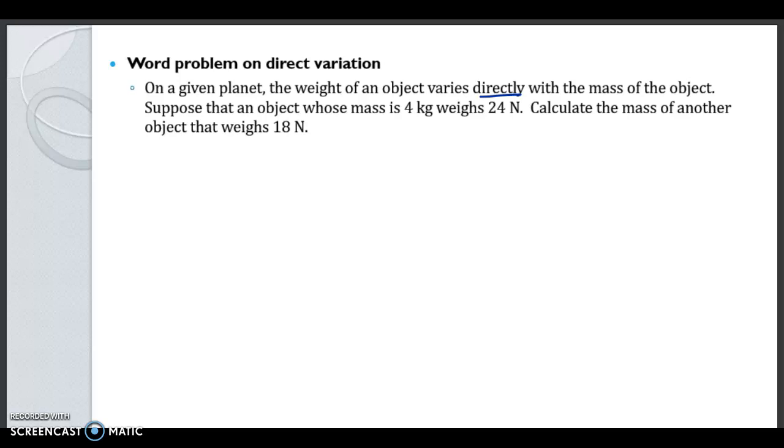On a given planet, the weight of an object varies directly with the mass. So we're told that the weight varies directly with the mass. Remember, directly is y equals k times x. But y is the weight, so we're going to call it w. The weight of the object varies directly, so it's going to be k times the mass.